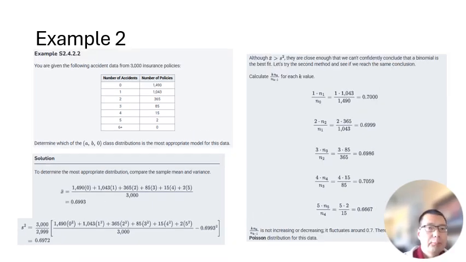Now let's look at example 2. You are given the following accident data from 3,000 insurance policies. Determine which of the AB0 class distribution is the most appropriate model for this data. So we can calculate X bar, which is the mean, to be 0.6993. Then we calculate S square, which is the variance, which is 6.6972. Since these two are very close, it's hard to determine which distribution is the best. Therefore, we try to use a second way to do it.